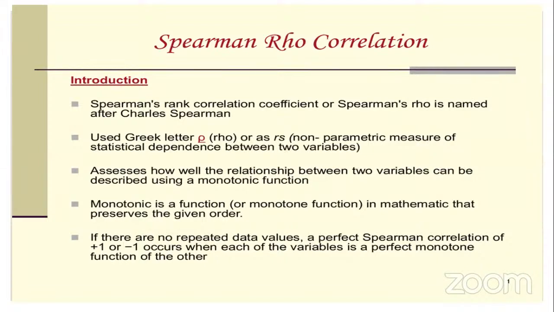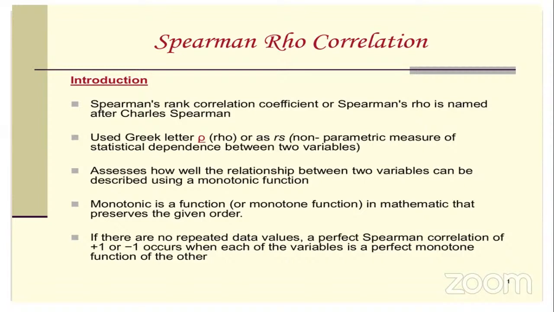It is a non-parametric measure of statistical dependence between two variables. This letter indicates Spearman-Rho, and it assesses how well the relationship between two variables can be described using a monotonic function. Monotonic function means non-increasing or non-decreasing, which means having a property of either never increasing or never decreasing. In mathematics, a monotonic function preserves the given order.